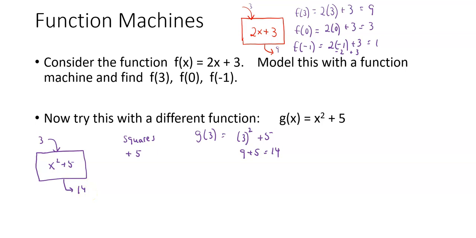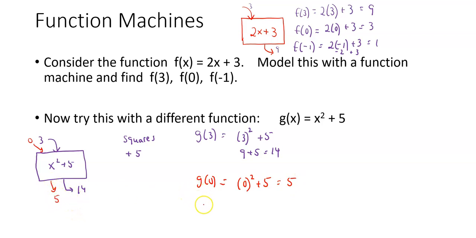Let's say I tried that same thing with the 0. Let's try g of 0. G of 0 means I put a 0 into my function machine. What does the rule say? We square the 0 and add 5. So 0 squared is 0 plus 5 is 5. So if a 0 comes in, a 5 comes out.